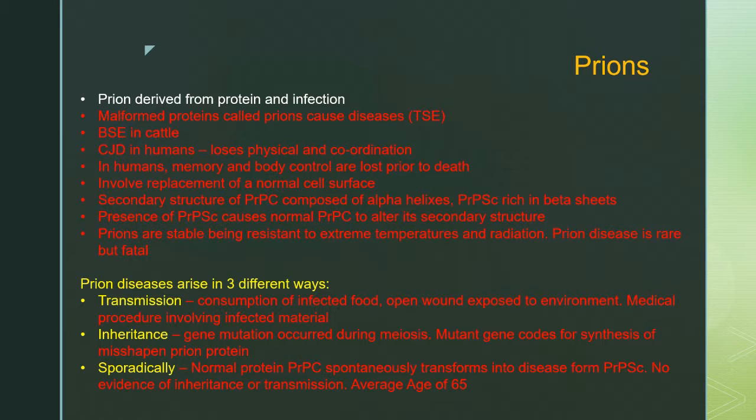The first one is transmission, and this is through the consumption of infected food, an open wound exposed to the environment, or medical procedures involving infected material. Inheritance is another method, and this is a gene mutation occurring during meiosis, a mutant gene coding for the synthesis of the misshapen prion protein. And finally, sporadic, which is the normal protein PrPC spontaneously transforming into the disease form PrPSc, with no evidence of inheritance or transmission, and the average age of this is about 65.